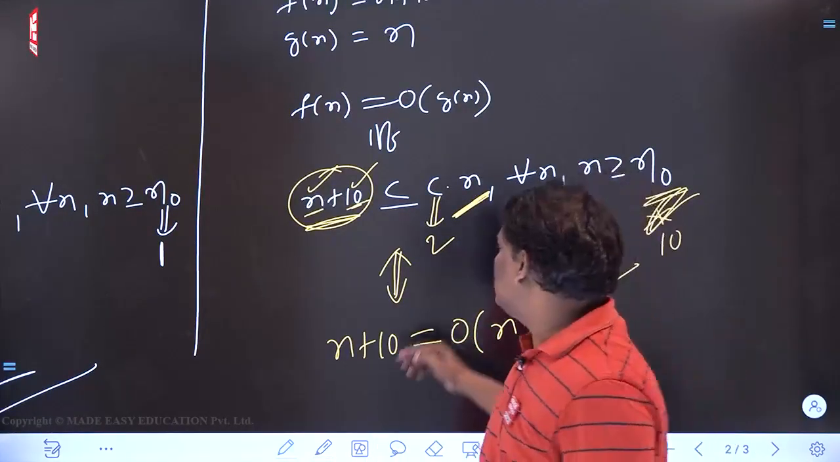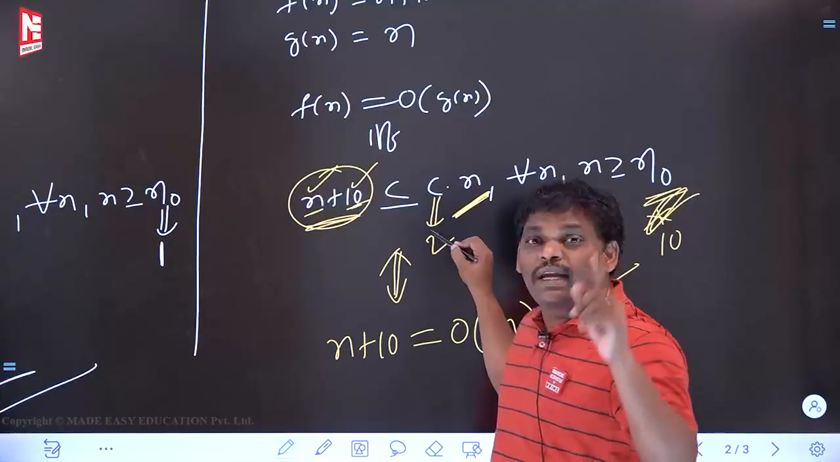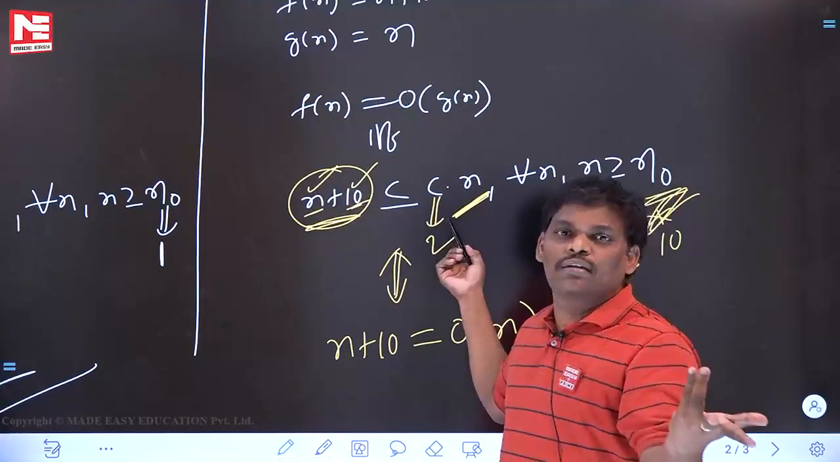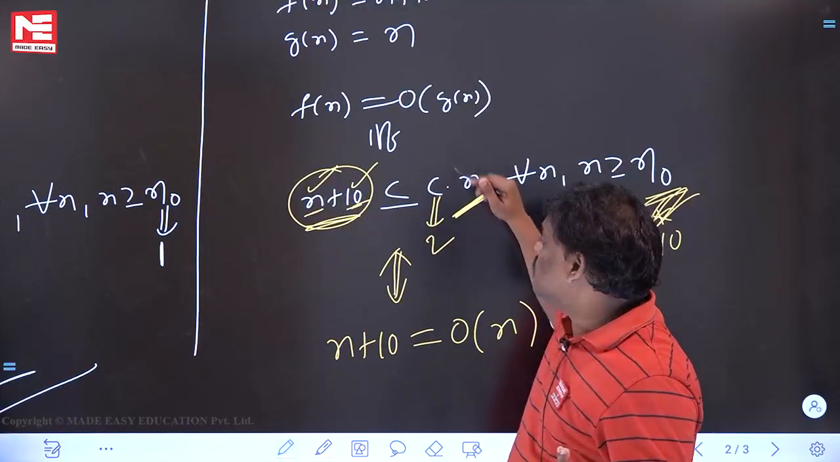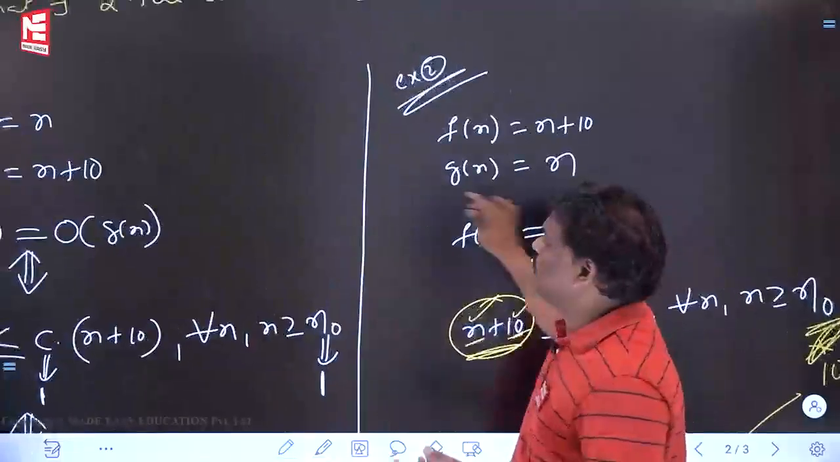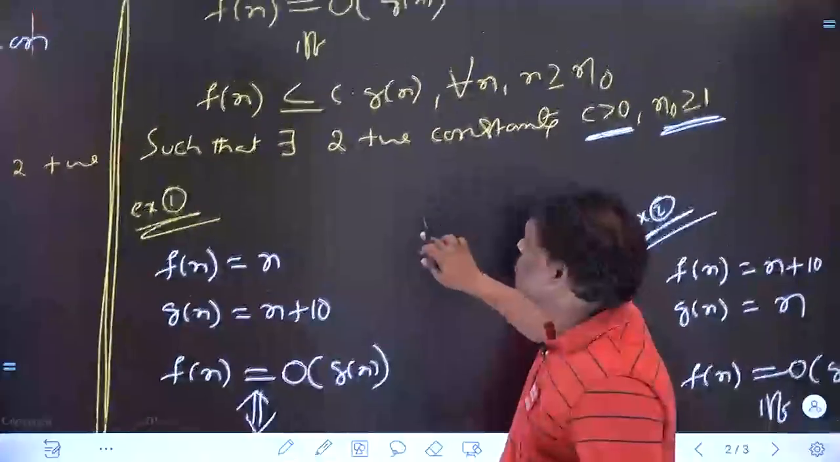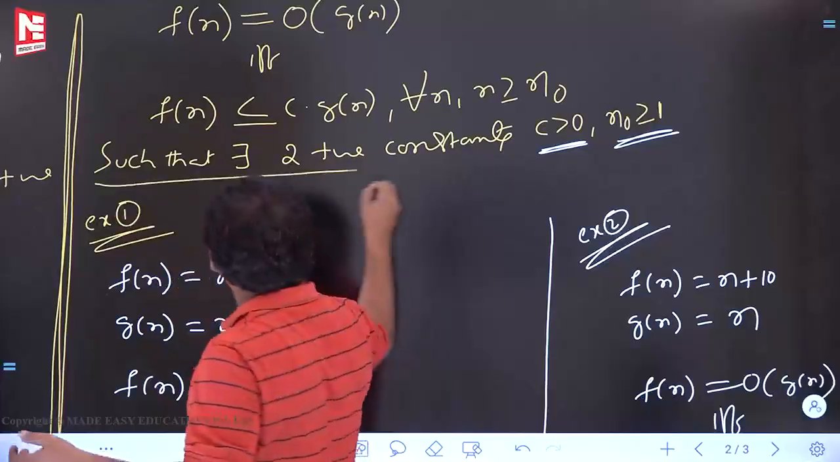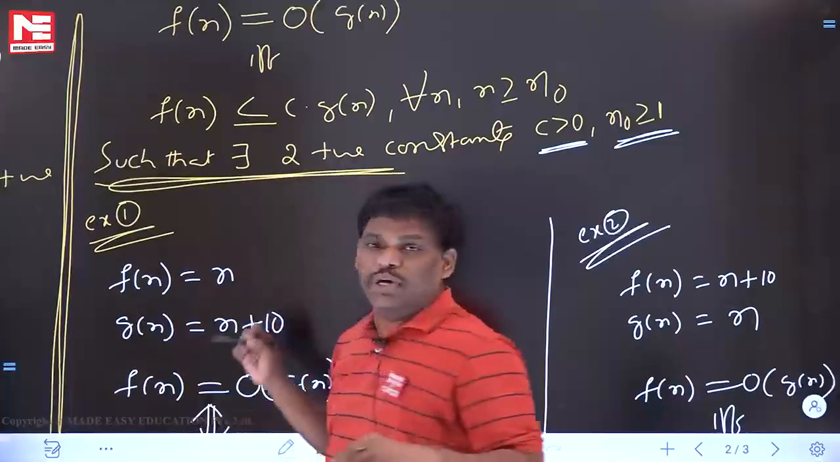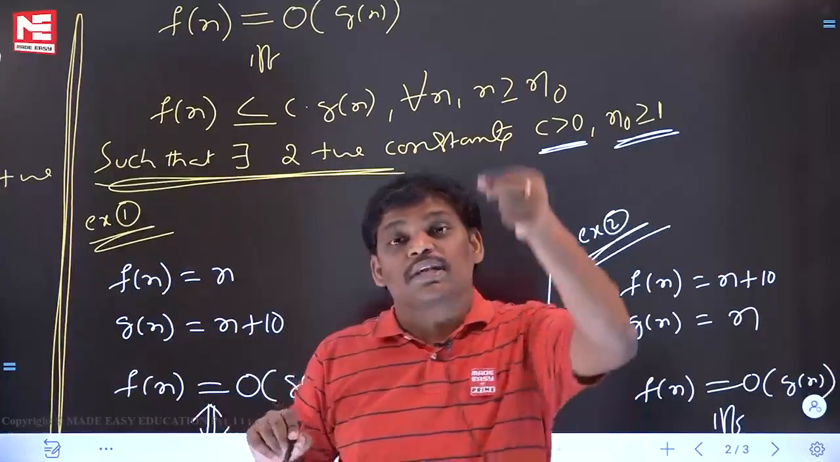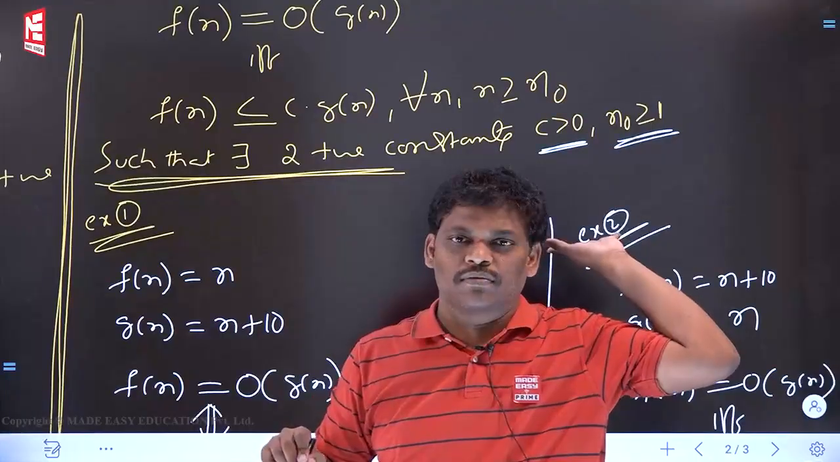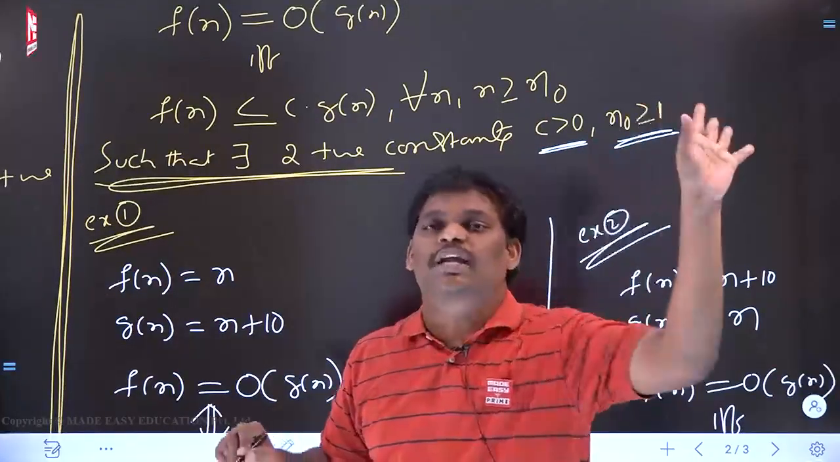Some people are asking, C value you took 2, it's okay, can I take 3? Yes, you can take. Some people are asking, sir, how can I take whatever I want? See the definition. That is the reason I wrote the definition. See this one: such that there exist two positive constants. It is not for all constants. Such that there exist two constants. Some C value exists like that.